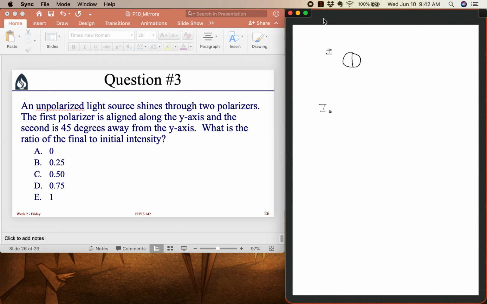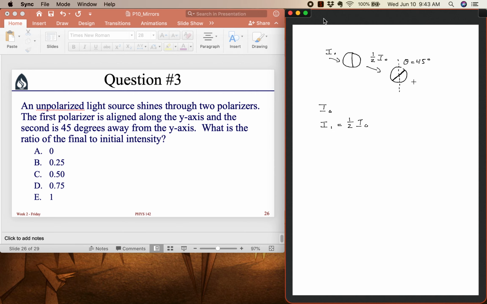So if we start out with light with intensity I0 and then it goes through the first polarizer, after the first polarizer, the intensity will be half of that initial intensity. So we'll call that I1. So after that first polarizer, we have half of the initial light intensity. Then there is a second polarizer, and we know that its polarization axis is 45 degrees away from the axis of the first one. So we have an angle of 45 degrees.